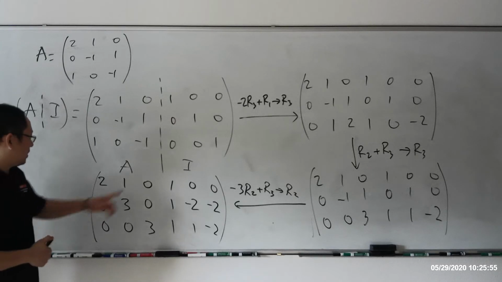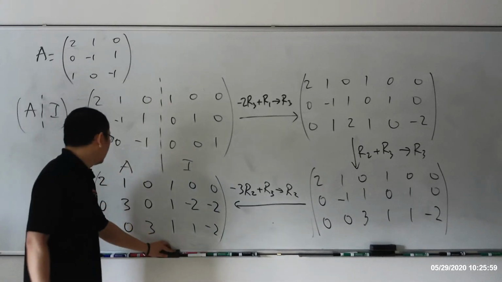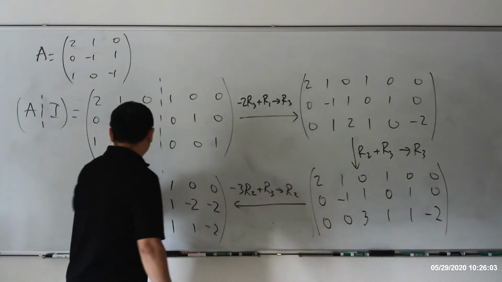So we have 2, 0 right here. Next, we're going to make this number 1 right here become 0. And I'm running out of space, so let me erase my upper matrix right here.